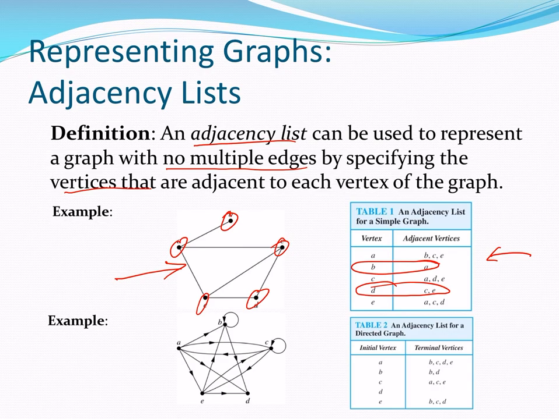And you can also do that for a directed graph. You can see that C is adjacent to itself and also to A and to E. So C is an initial vertex and has A, C, and E as terminal vertices. And D is not the initial vertex on any arc, and so there are no terminal vertices associated with D.